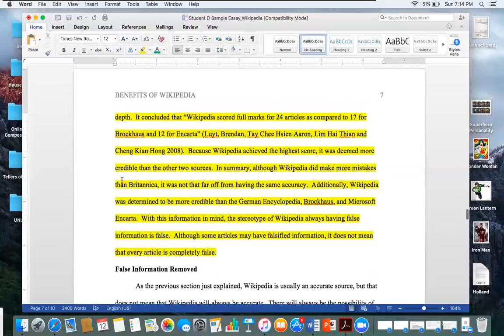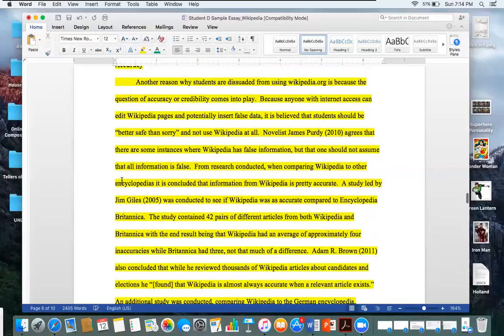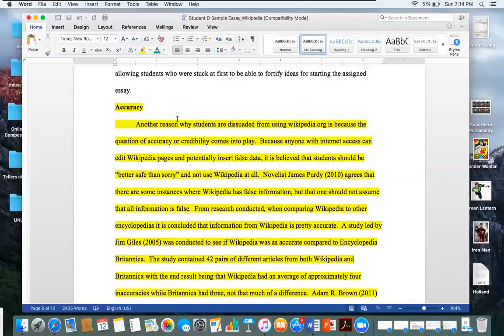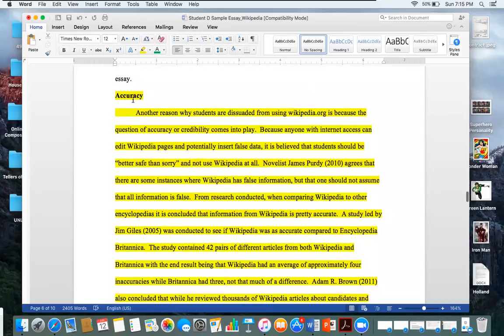Okay, so let's go back up and look at how this paragraph starts. So again, we know from the section heading that it is about the idea of Wikipedia, whether it's accurate or not. And the author transitions us to this idea by suggesting that this is another reason students are dissuaded. So that tells me that probably earlier in this paper, the readers were given other reasons that students are dissuaded. And we know right off the bat in this first sentence that this is going to be about accuracy and credibility, which links us back to our subject heading.